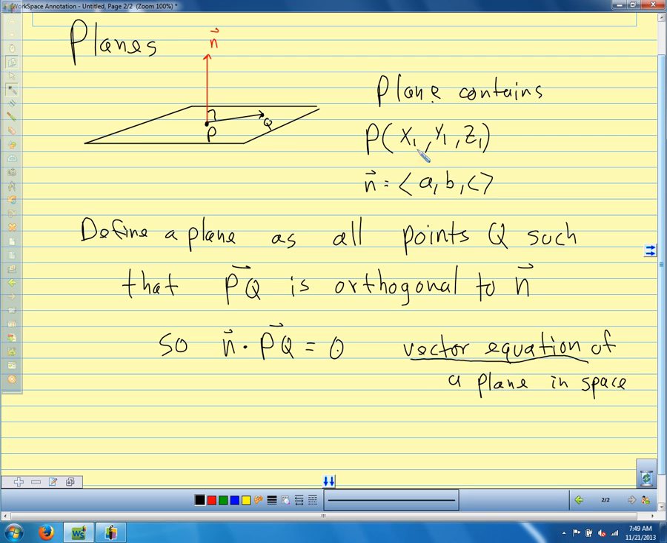So we're given some point P. N dot PQ equals 0 is the vector equation of a plane. Our plane will have some normal vector, and we'll have some point that's on our plane, and this gives us our equation. To make this more useful for actually calculating, we're going to write out the components of this dot product and work with that. So I'm going to switch pages and then we'll write out that dot product.